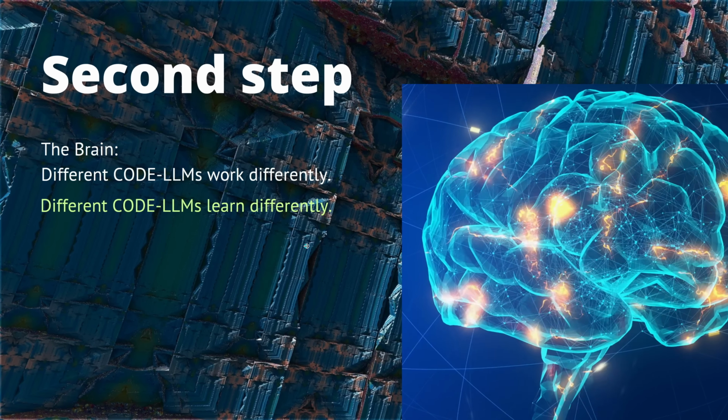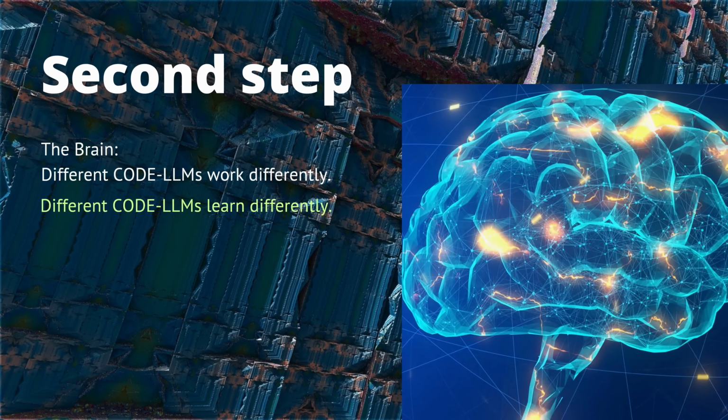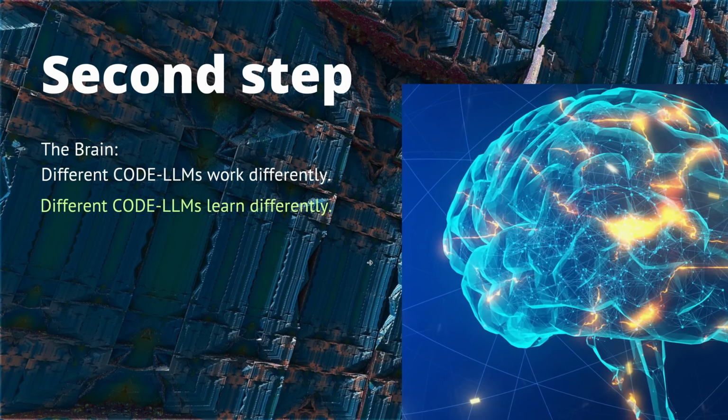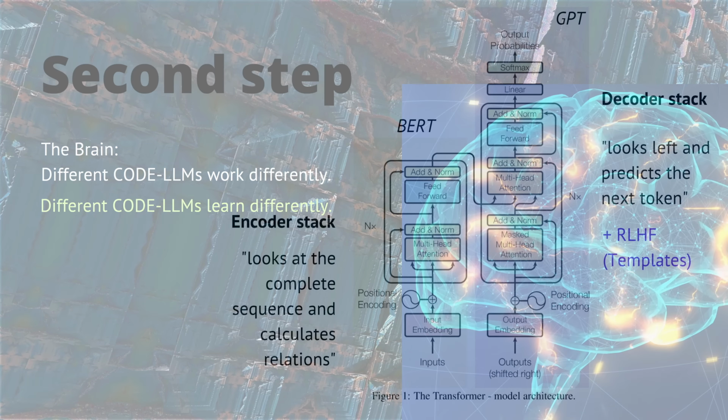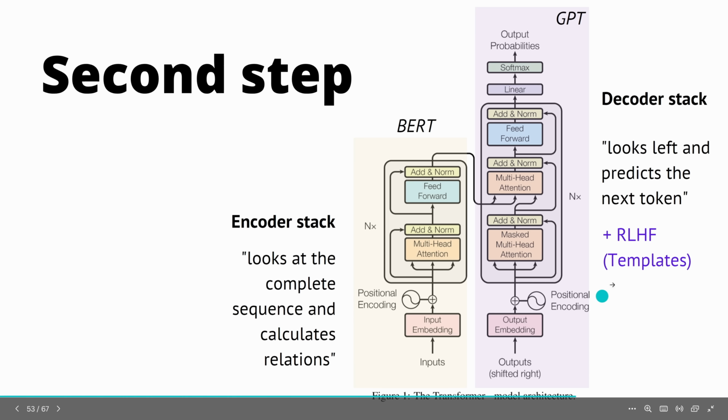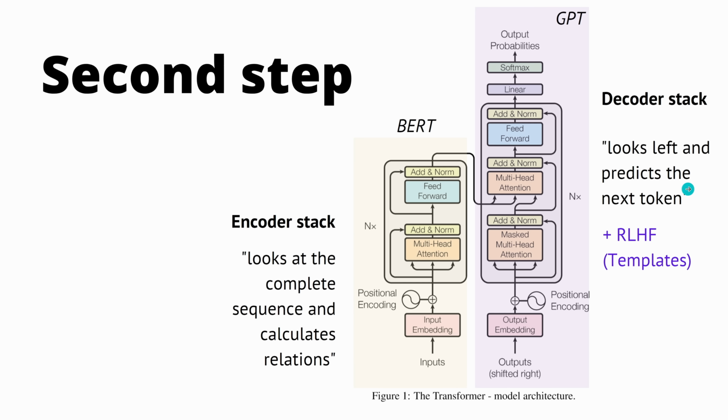Now here we go. Second step. Now that we understand that the code LLMs work differently, they also learn differently. Now let's have a look at this in detail. So we have to dive a little bit deeper. I already told you we have our transformer architecture. We have the encoder stack that looks at the complete sequence and calculates the relation between all the different tokens. And this is our BERT system. And for the GPT system, we have the pure decoder stack. The decoder stack looks left and predicts the next token.